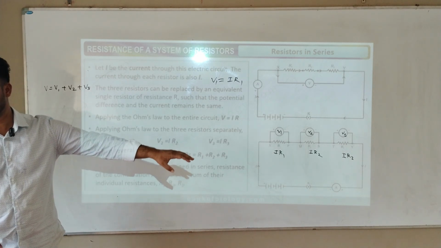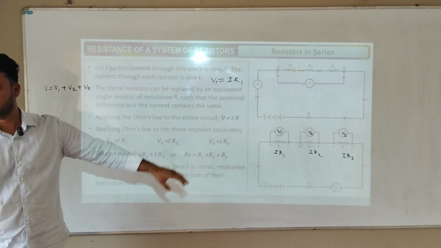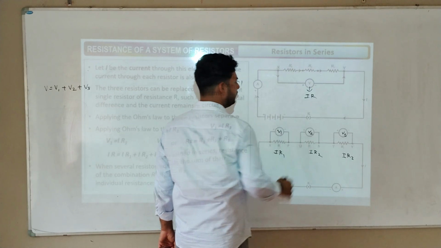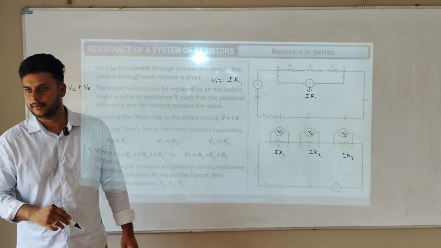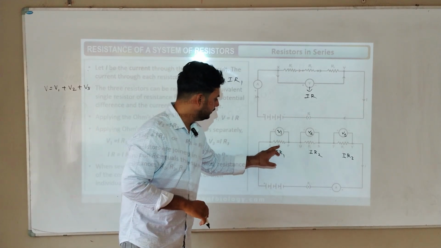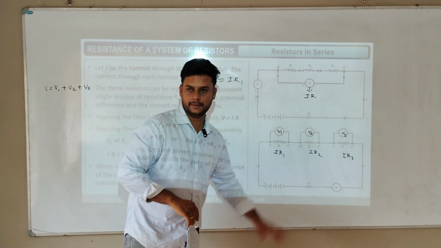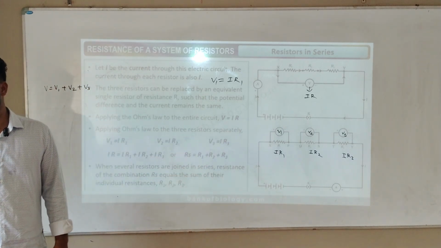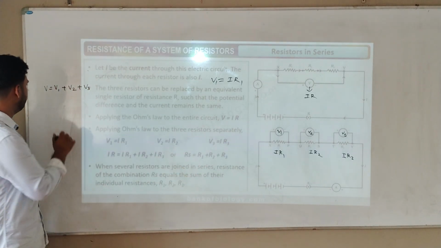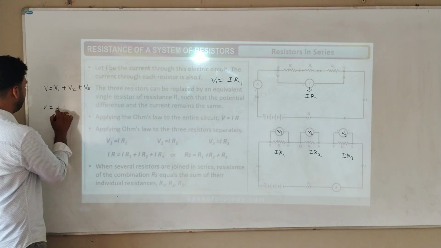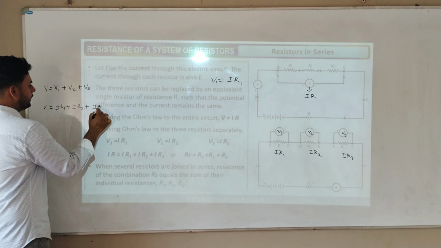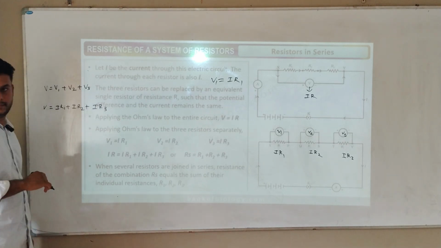If I go by Ohm's law, for the whole circuit I can take direct IR. But here it is IR1, IR2, IR3, because with resistance 1, 2 and 3, all three will have different voltages in them. So V is equal to IR1 plus IR2 plus IR3. Is this correct?